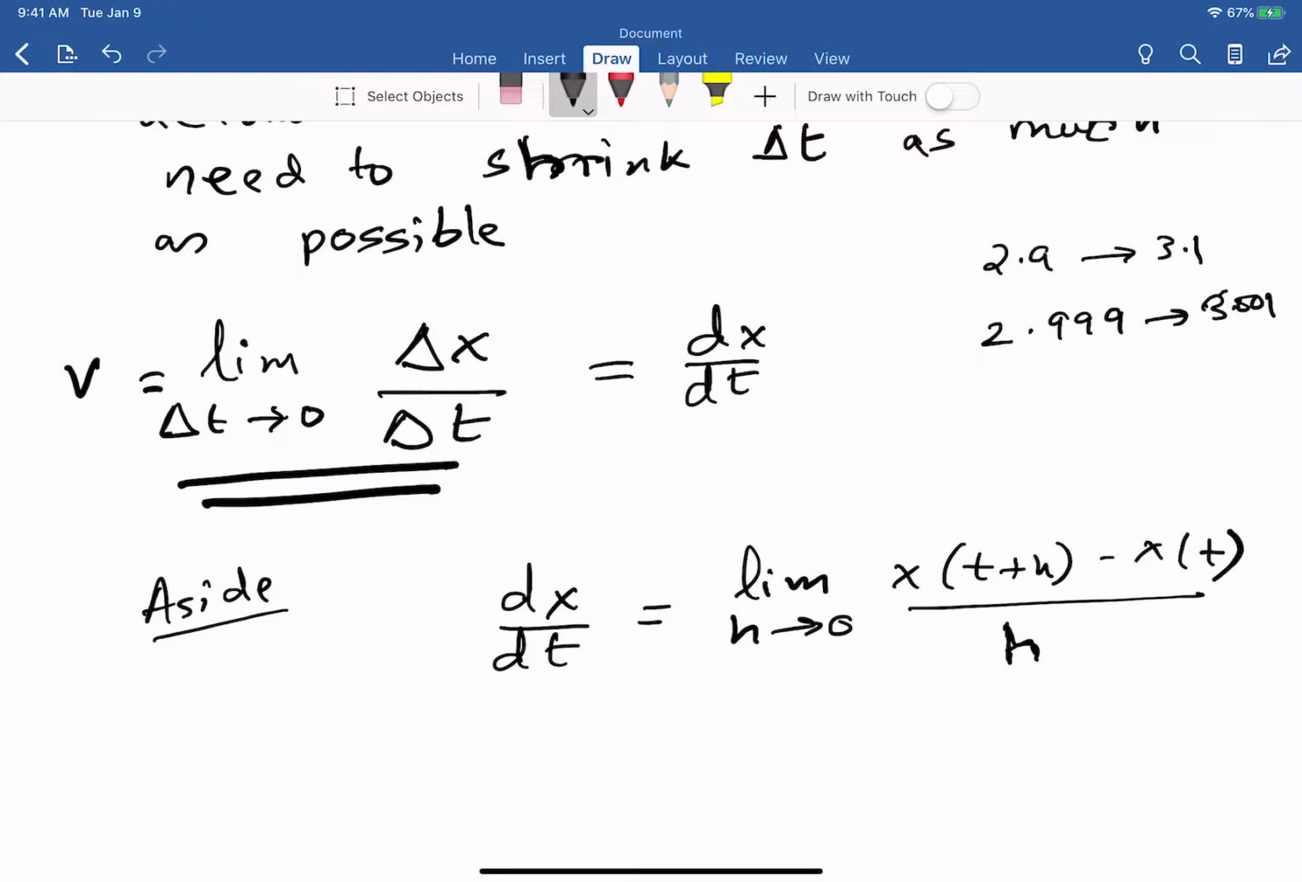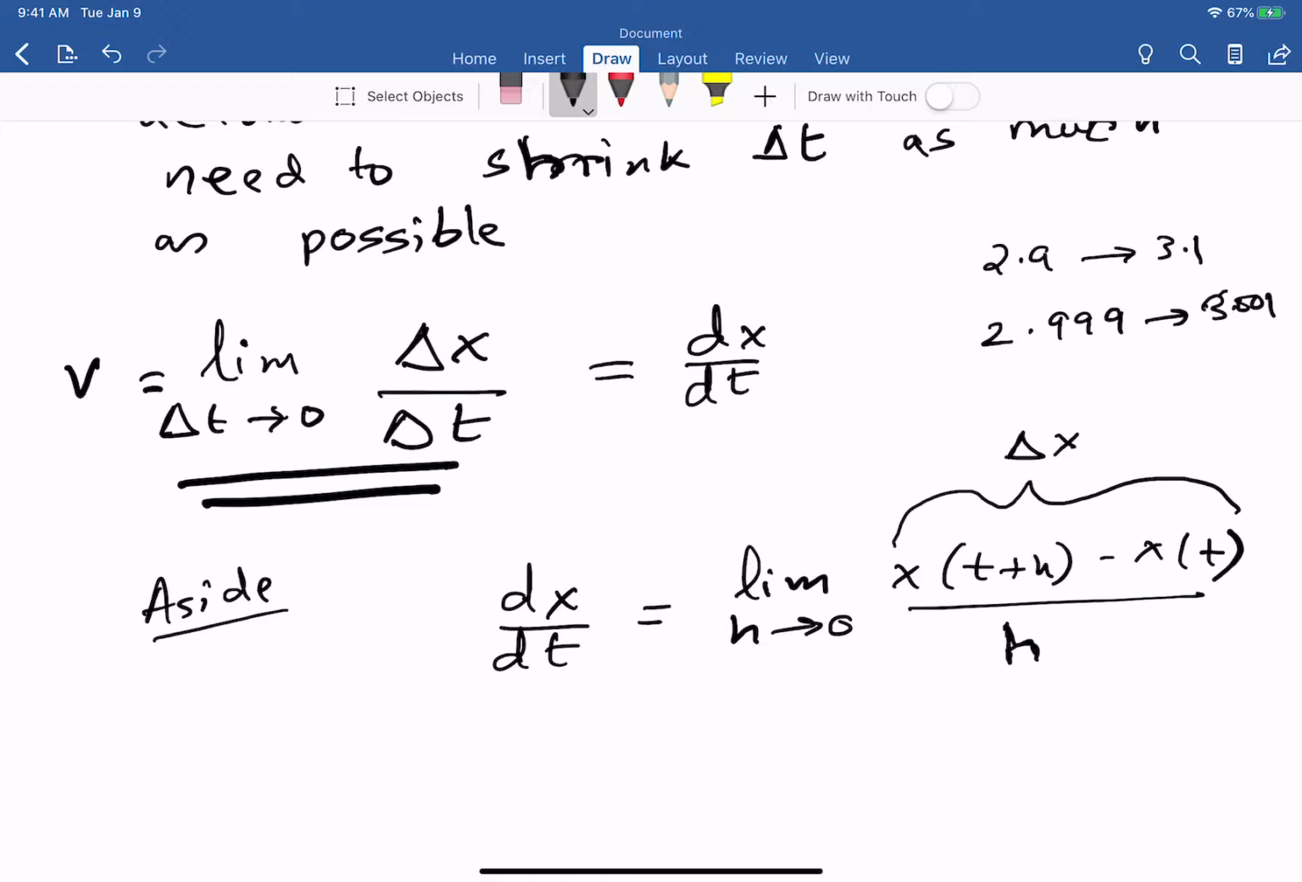But if you think a little carefully, you'll see that this is exactly the same as what we have. So x of t is our function. When you change t by a small amount, and subtract off the original value of the function, this is nothing but delta x, the change in x when you change t.